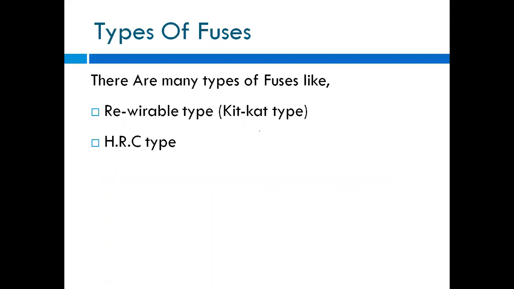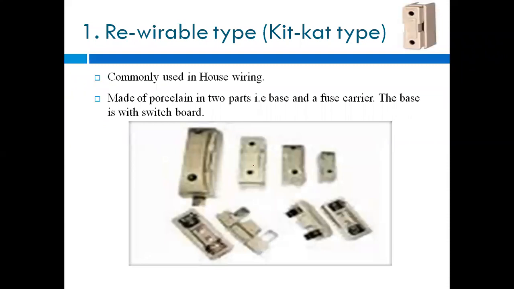The next point is the types of fuses. There are many types of fuses. First is the rewirable fuse, also called the KitKat type of fuse. And second is the HRC, the high rupturing capacity fuse. The first, the rewirable fuse, is used at your home. It is also called the KitKat type of fuse.